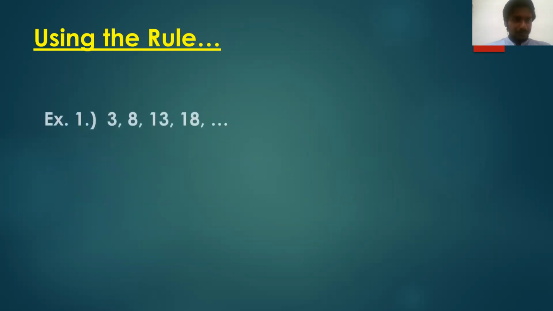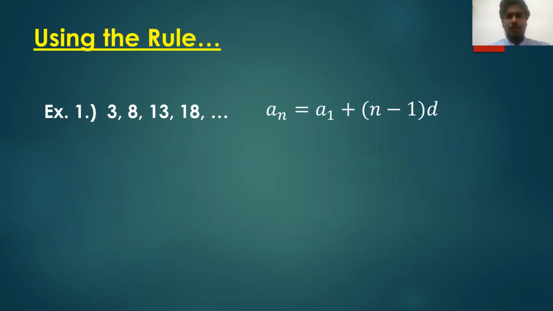Using the rule, the first example is 3, 8, 13, and 18. The rule is an = a1 + (n - 1) * d. The first term here is 3. The common difference is 5. The difference between 3 and 8 is 5, and 8 to 13 is also 5, and 13 to 18 is also 5. So it is an arithmetic sequence.